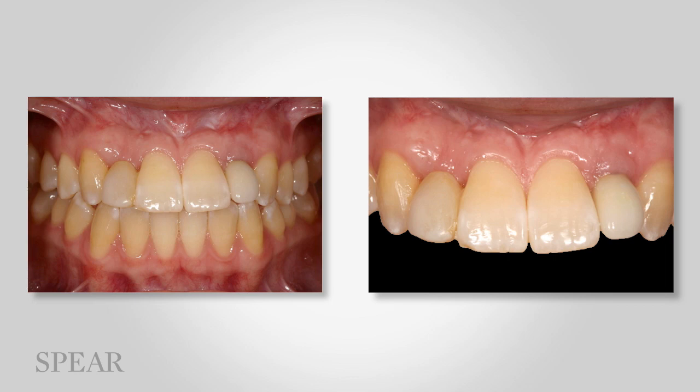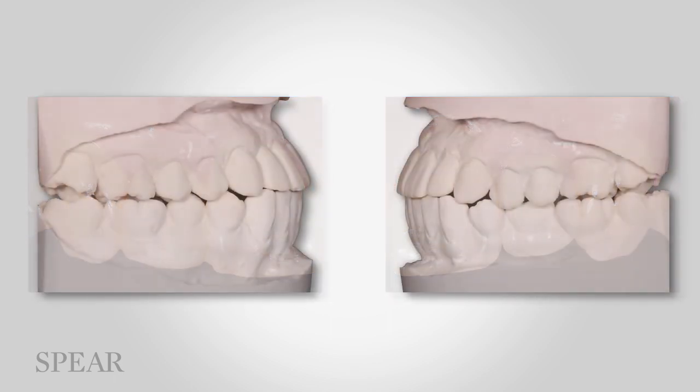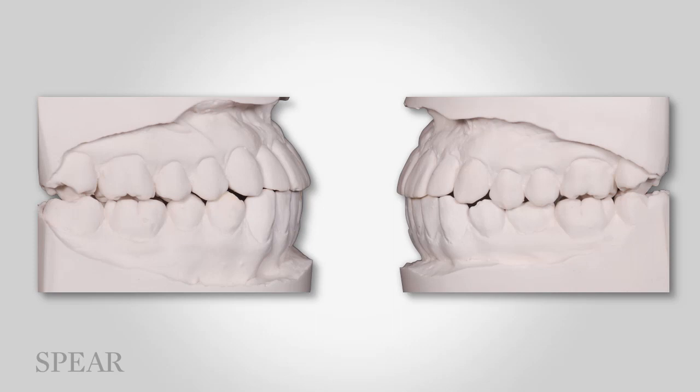She's had ortho. You get the appearance now from these photos that the centrals look like they're proclined. So centrals, laterals look a little bit proclined, which is true if you look at her models. So she's got a class 3 tendency. It was treated orthodontically and it was corrected by proclination of the upper anteriors.